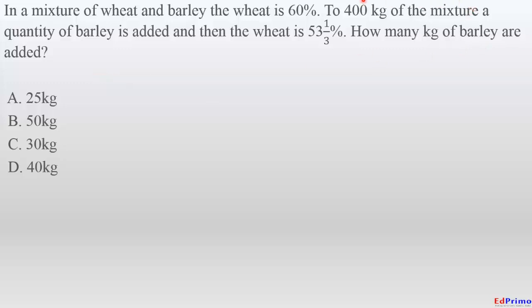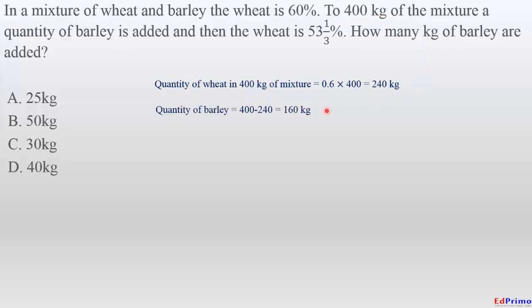We know that the total quantity of the mixture is 400 kg, and we know that before the additional quantity of barley was added, the mixture had 60% of wheat. So the initial amount of wheat must have been 60% of 400, which is 240 kg. Now we know that the total quantity is 400, and the quantity formed by wheat is 240, and therefore we can say with confidence that the quantity of barley in the initial mixture was 160 kg.